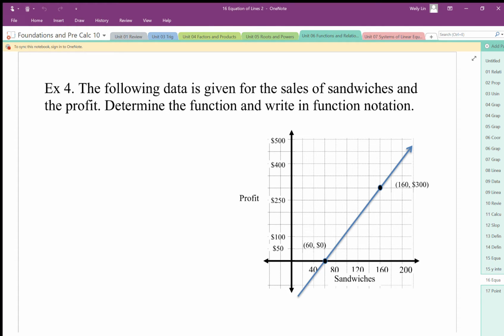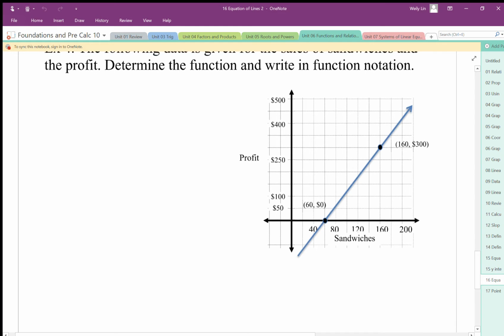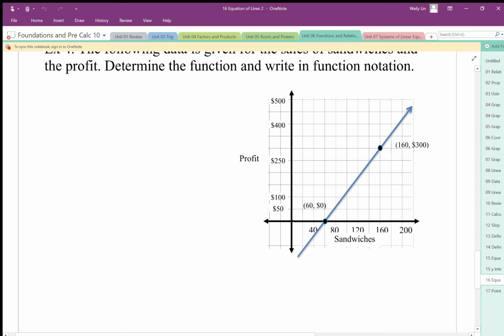This example shows the relationship between the sales of sandwiches and the profit. So you're expected to write the function of this and write it in function notation. Since it's a linear function, we need to find the two characteristics that define this function, the slope and the position, and that's going to allow us to put it into y equals mx plus b form.